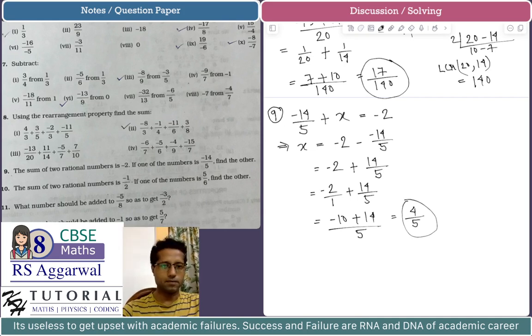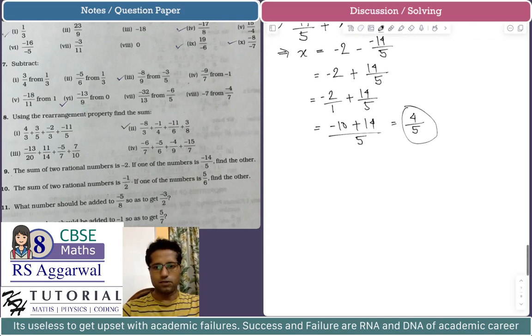Question number 10. The sum of two rational numbers is minus 1 by 2. If one of the numbers is 5 by 6, find the other. One number is given as 5 by 6, and let us assume the other number to be x. We have to solve this.